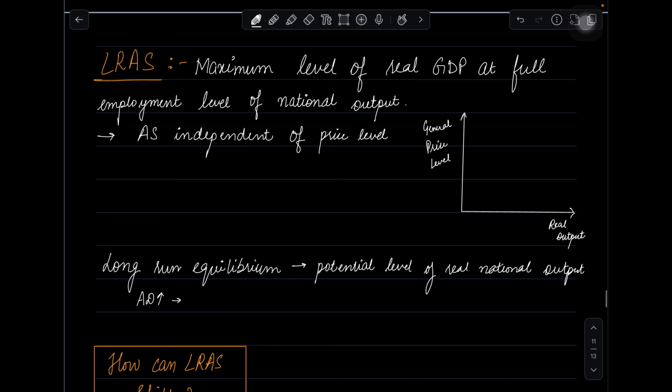Now next we have LRAS, the long run aggregate supply curve. It is basically the maximum level of output that can be produced given the resources in the economy are fully employed. That means none of the resources is underutilized or unemployed. This is the LRAS curve. It shows that this is the maximum quantity we can produce, and at this point all the resources are fully employed.